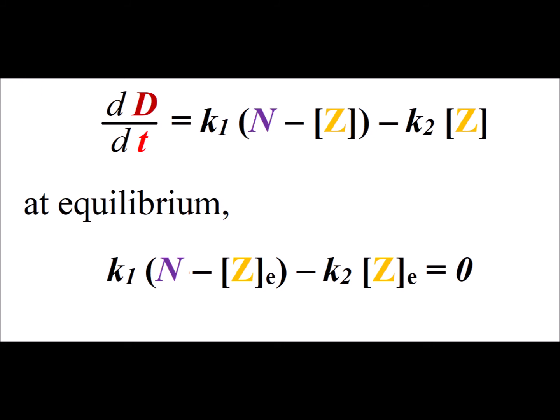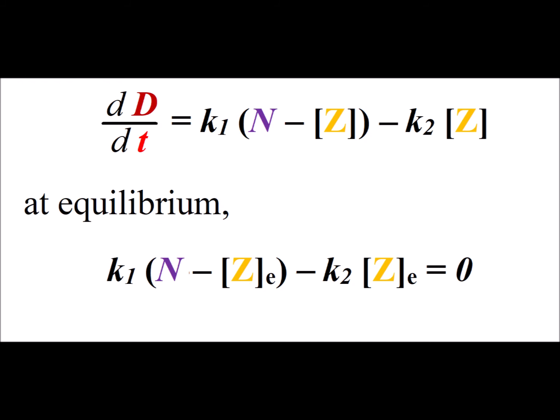So therefore, dD/dt is equal to k1 times the quantity N minus the concentration of Z, minus k2 times the concentration of Z. Notice that at equilibrium, this change in D is going to be equal to 0, so long as the concentrations of Z are the equilibrium concentrations. So therefore, k1 times the quantity N minus Z sub E, minus k2 times the concentration of Z sub E, is equal to 0.